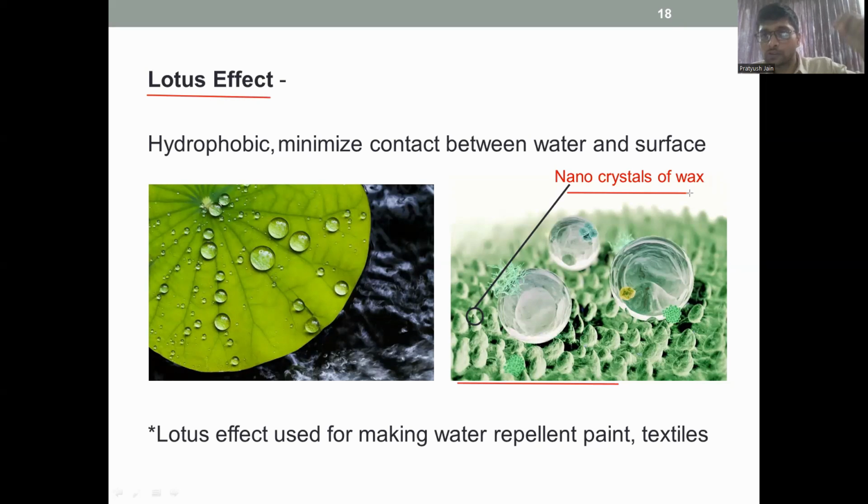So whenever water falls on these leaves, they try to minimize the contact between water and surface. For that to happen, they convert these water droplets into spherical shape. By converting them into spherical shape, the contact between water and surface is minimized. This is called the lotus effect. This effect is used in making water repellent paints and water repellent textiles.